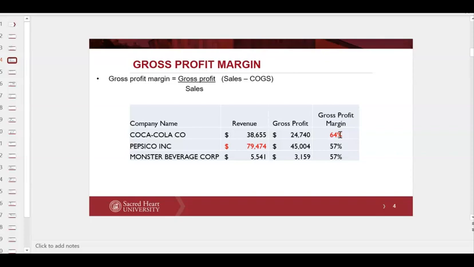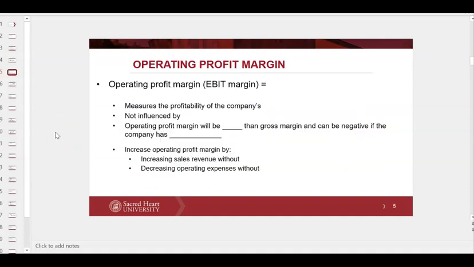Coca-Cola is doing a better job controlling its cost of goods sold compared to these other 2 companies. We can see that Pepsi and Monster, even though Pepsi is so much larger and has so much more sales, have the exact same gross profit margin in the most recent year.